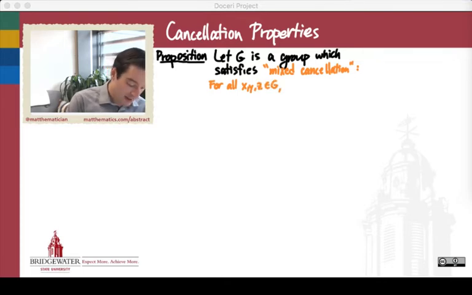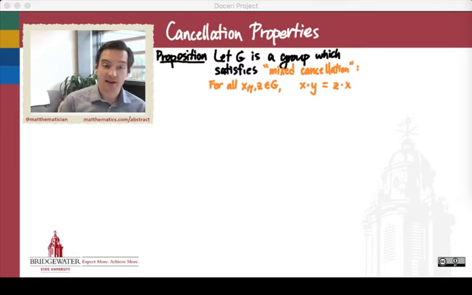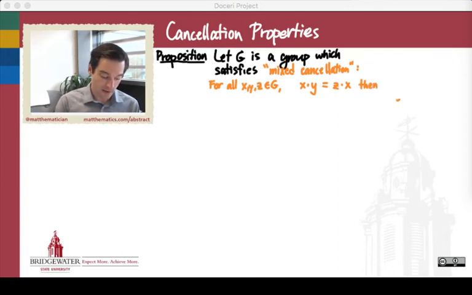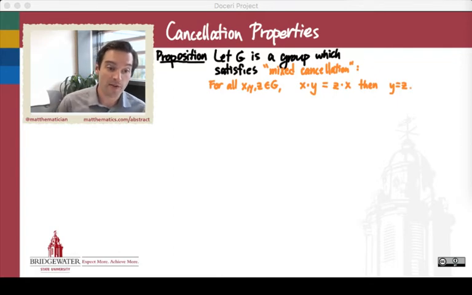we have that if my two expressions have a common factor of x, but on one side of the equation the x is on the left, and on the other side of the equation the x is on the right, then we can cancel them out, y equals z. So this is a new property I'm calling the mixed cancellation property. Okay.